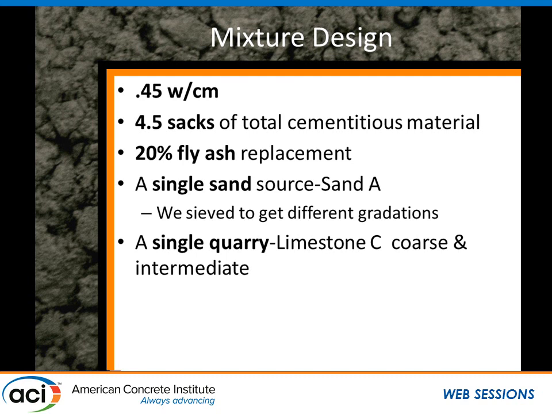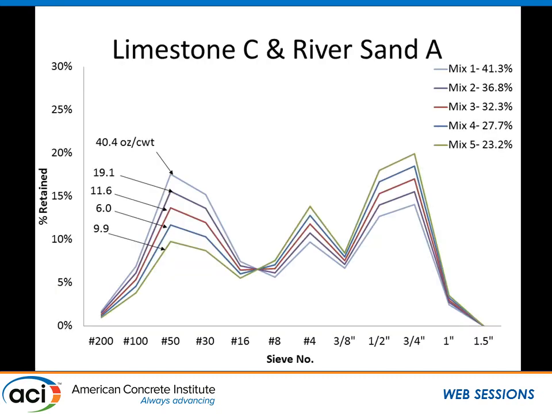We're going to use 0.45 water cement ratio, 4.5 sacks of total cementitious material. We are pushing it. 20% fly ash replacement. We're going to use a single sand source right now, a single rock quarry source, and we're going to sieve this sand to get different gradations. That's important. This is the type of stuff you can get with a box test. Okay, what we're going to do here at first, just to show you the actual power, we're going to hold these ratios the same. This is coarse aggregate.